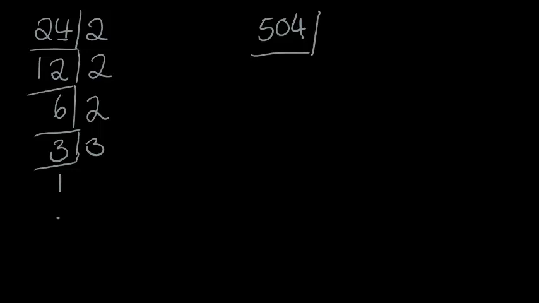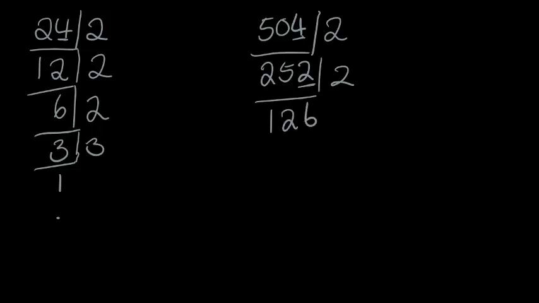Now I'm going to move on to the number 504. 4 is an even number, so I am going to divide by 2. 500 divided by 2 is 250. 4 divided by 2 is 2. So I have got 252. I again have an even number, so I can half it again. 252 divided by 2 gives me 126. Again, an even number, I can divide by 2.